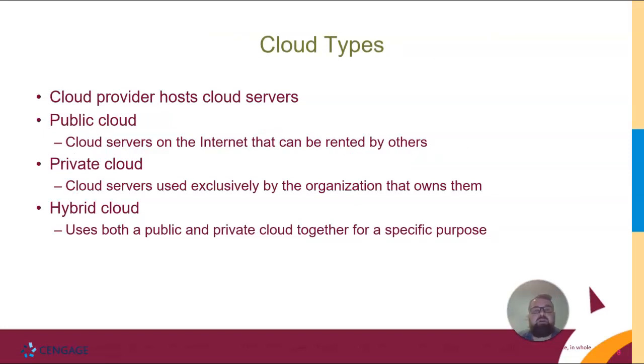So what are the cloud types? Your cloud provider hosts your cloud servers. A public cloud, you could think of Google, Azure, AWS. Those are cloud servers that are on the internet that can be rented by others. Your private cloud is going to be cloud servers used exclusively by the organization that owns them. So you buy the hardware. However, everything is accessed through the internet. It is not on your local network. And then hybrid cloud uses both a public and private cloud together for a specific purpose.